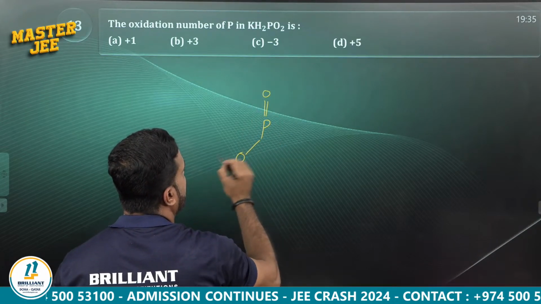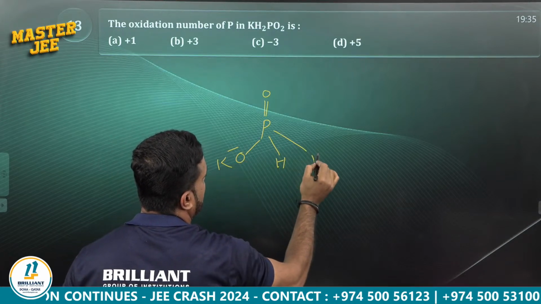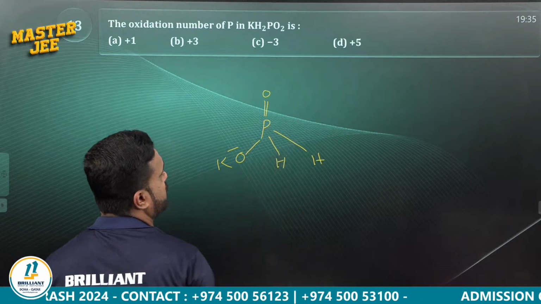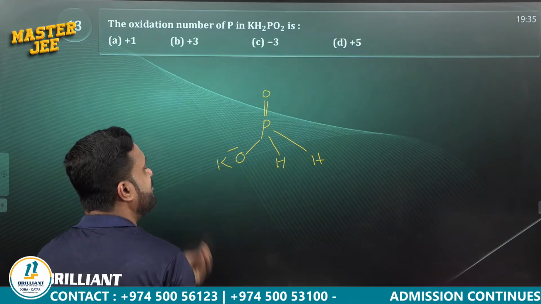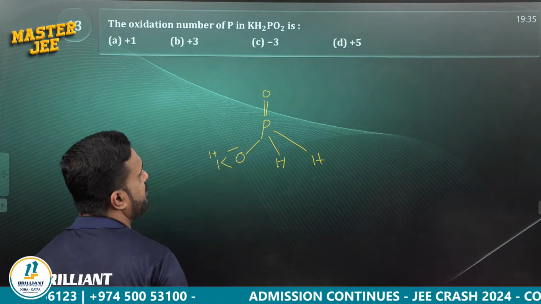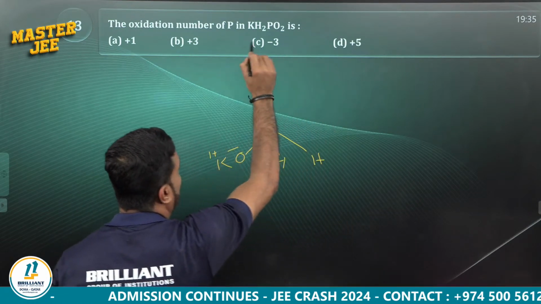Here it will be O, that O minus will combine with K, and here it is 1H, and here it is 1H, you can represent. That is H2PO2 minus, called hypophosphite. Keep that in mind, sometimes they may give the name. That's why I wrote this one is plus 1 and this will be 1 minus. You can directly give the oxidation number over here.